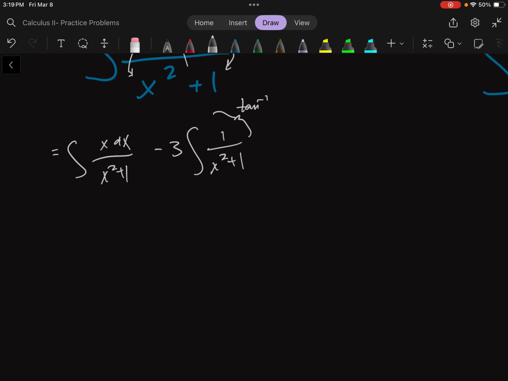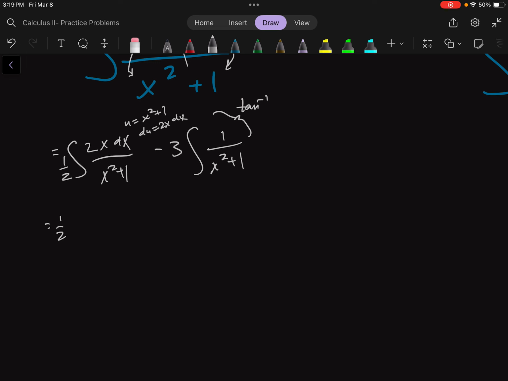Let's focus on the left one. This is some review, but if we call u equal to the denominator, then du is 2x dx. And we already have the x dx, we just need that 2, so we'll bring a 1/2 out front.